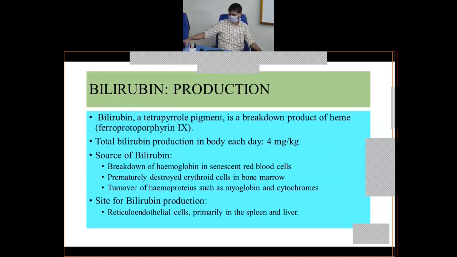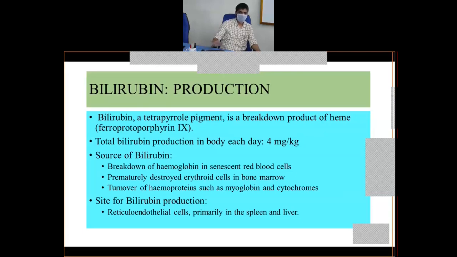In brief, something about bilirubin production, from where the bilirubin comes. During the long case, the examiner may ask you a little about bilirubin metabolism. Bilirubin is a tetrapyrrole pigment, a breakdown product of heme. Heme is a constituent of hemoglobin. Total bilirubin production in the body each day is around 4 milligram per kg. The sources of bilirubin are breakdown of hemoglobin in senescent RBCs, prematurely destroyed erythroid cells in the bone marrow, and turnover of hemoproteins like myoglobin and cytochromes.